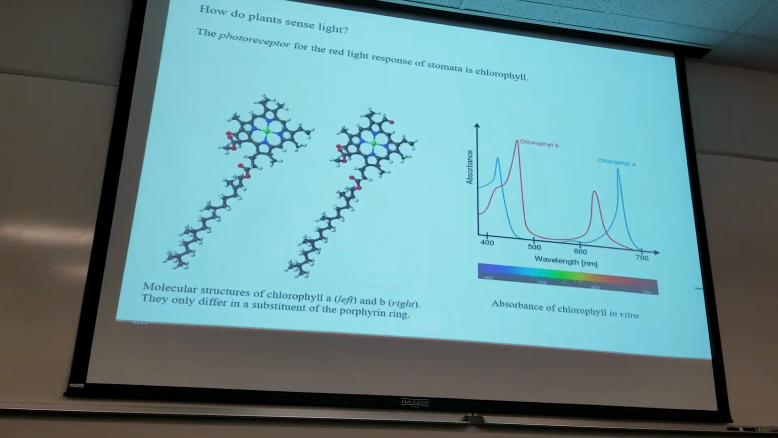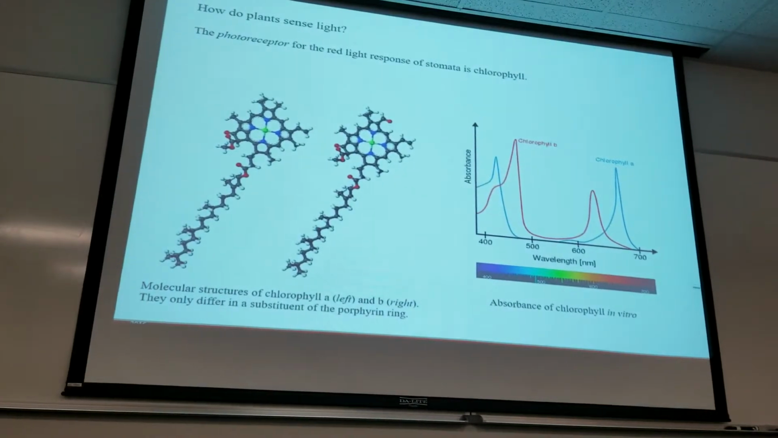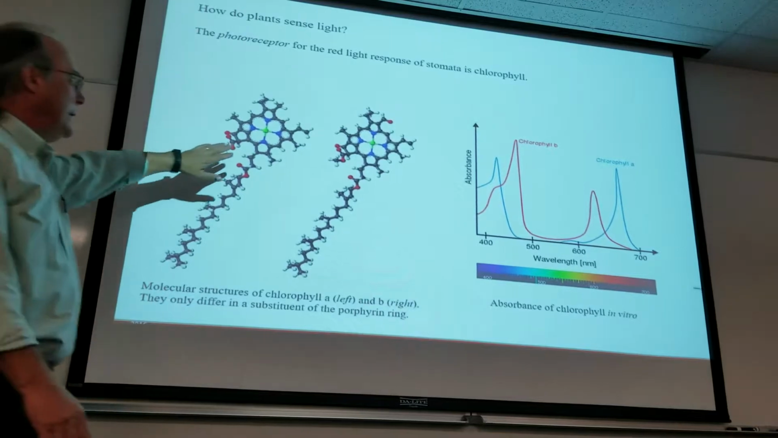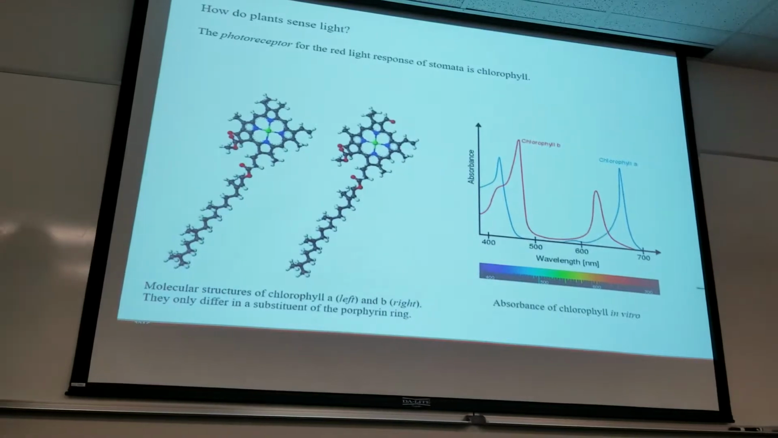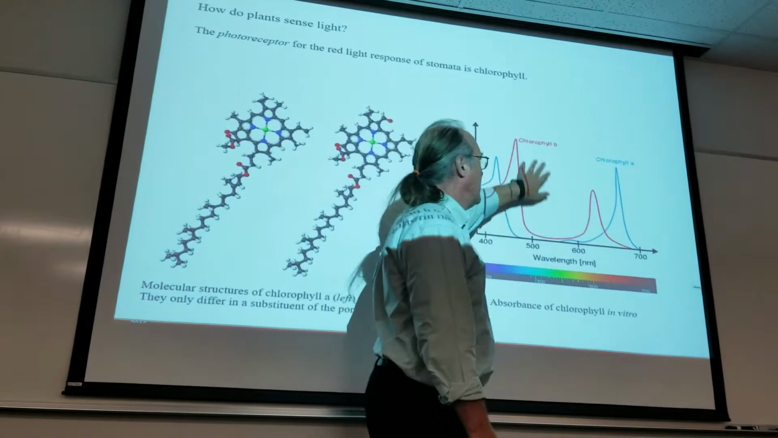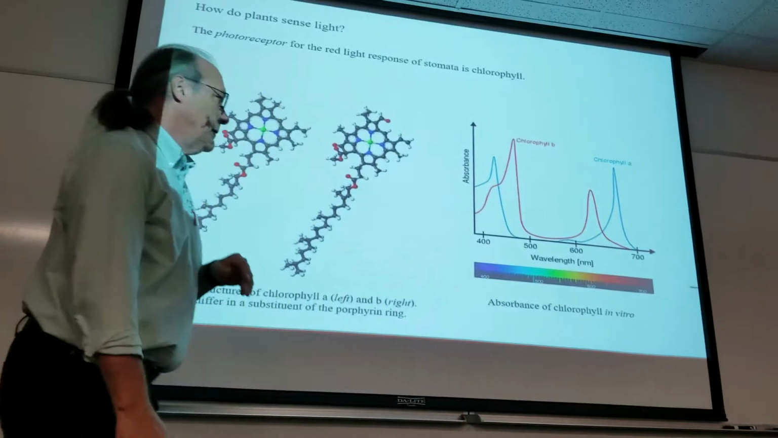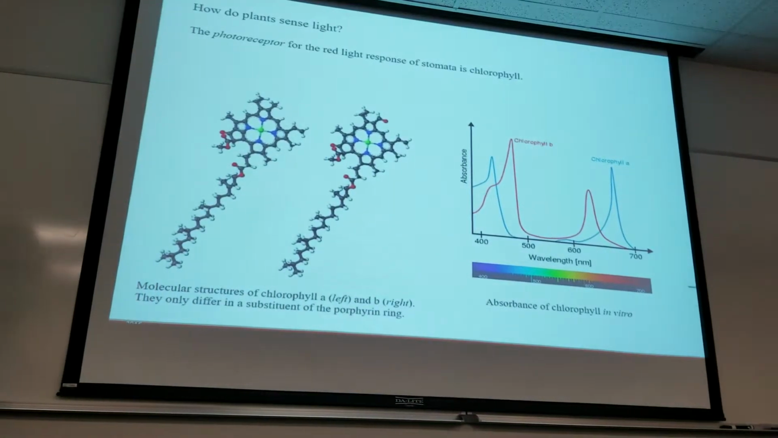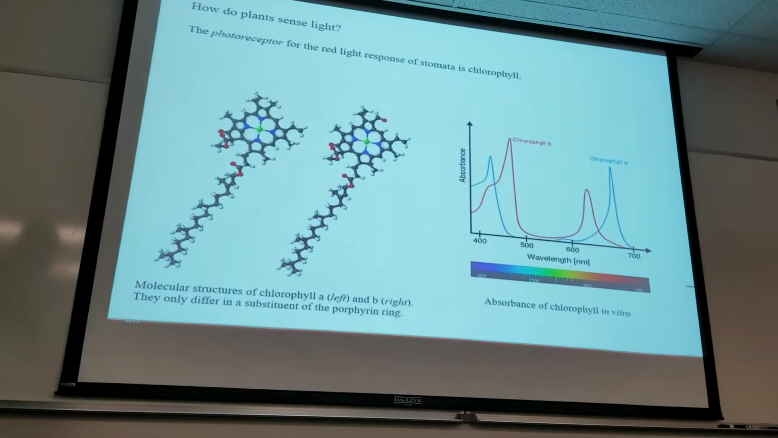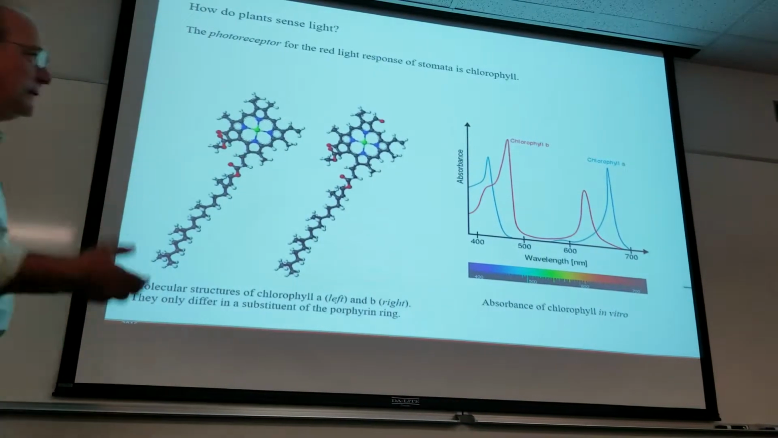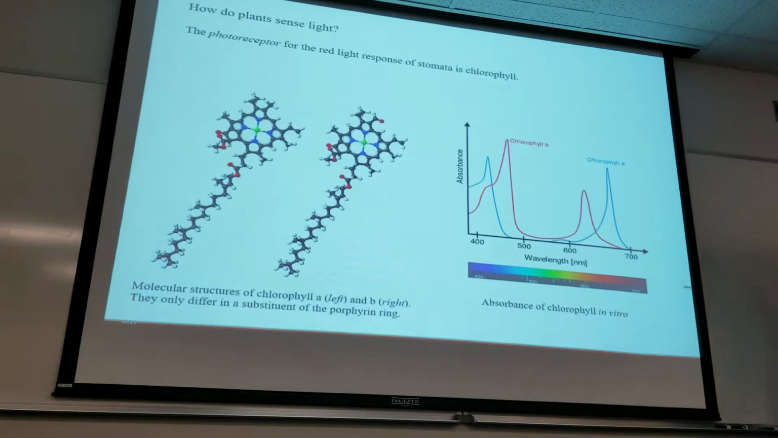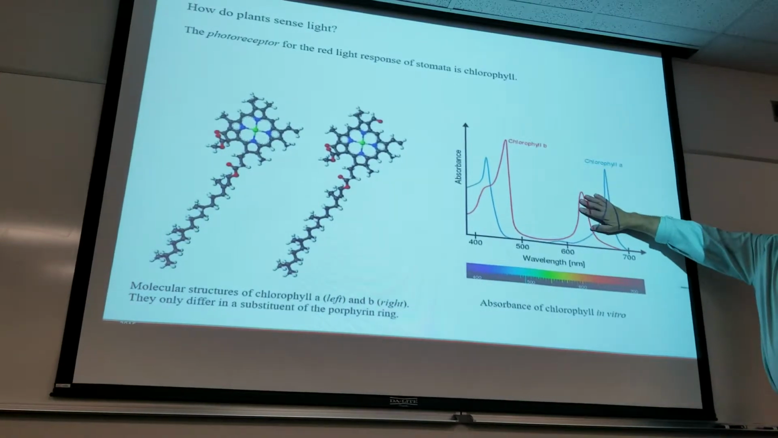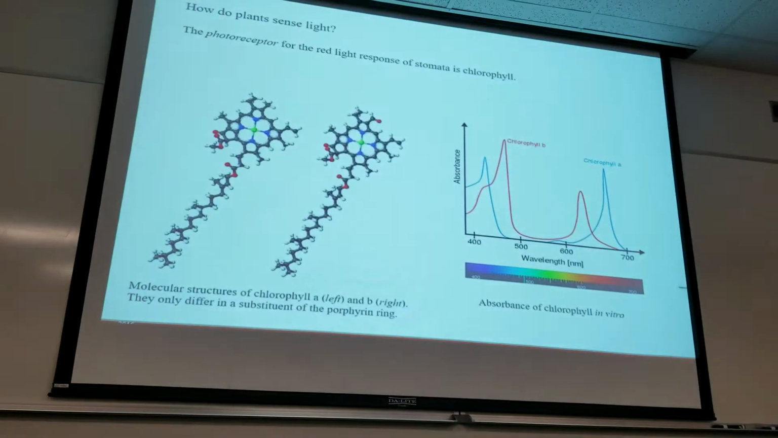Well, for the red light response of stomata, the photoreceptor is chlorophyll. The molecule that senses when the light's turned on is chlorophyll. That absorbs photons from that light is chlorophyll. So here's the absorbance of chlorophyll A, chlorophyll B in vitro. And there's just a tiny difference between chlorophyll A and chlorophyll B, but both of these are found in vivo. And you see the absorption spectrum here. Chlorophyll is the photoreceptor for the red light response of stomata.